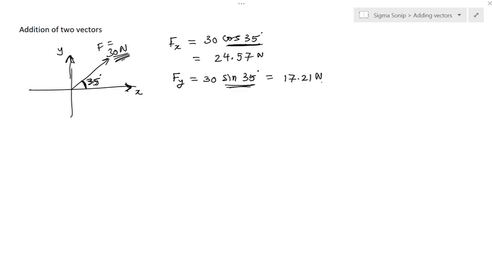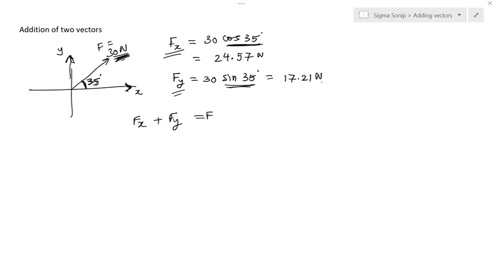Right? So what we have seen here is that we have broken this force F into two components. In other words, we have split this original force of 30 Newton into two parts. One part is Fx and the other part is Fy. So if we add these two vectors together, we should get our 30 Newton force back, which is to say that Fx plus Fy should give us F.